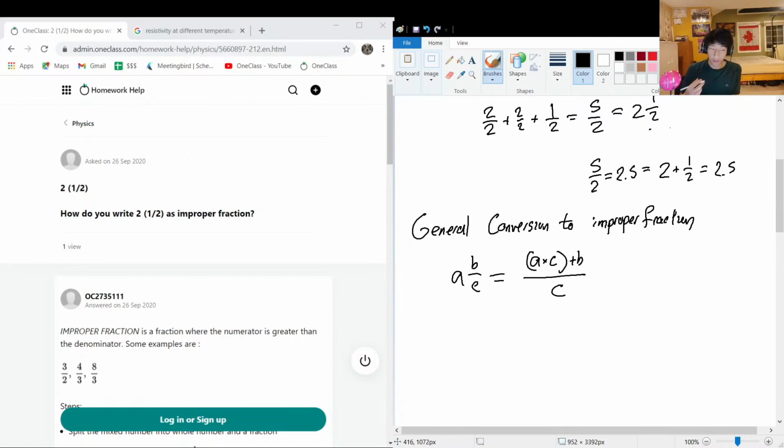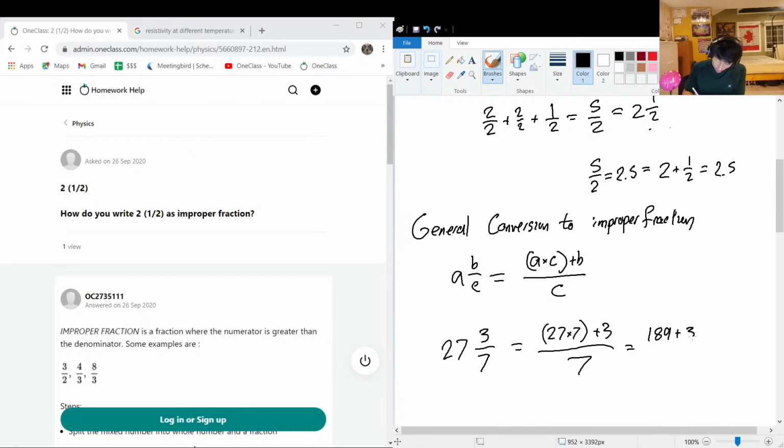Okay, so for the example that we had, of course, we would come to the same conclusion, but maybe we have 27 and 3 over 7. This would be equal to 27 times 7 plus 3 over 7. 27 times 7 is 189, plus 3 over 7. That's 192 over 7.